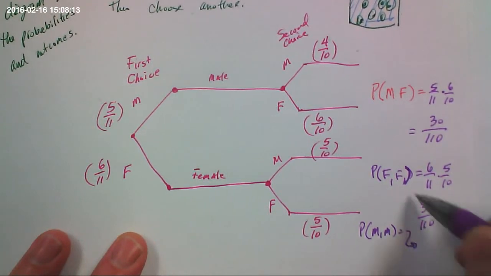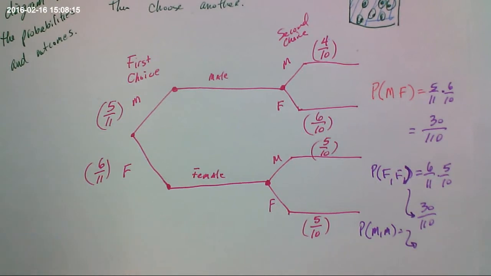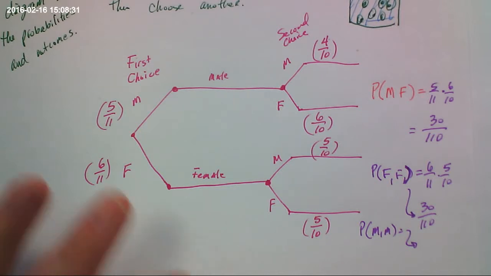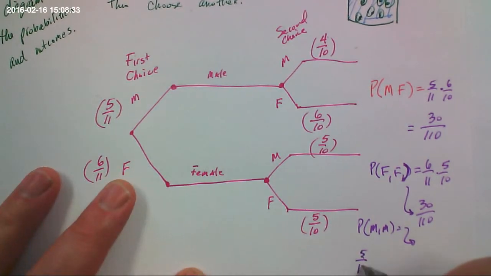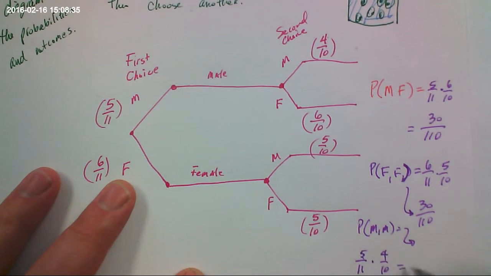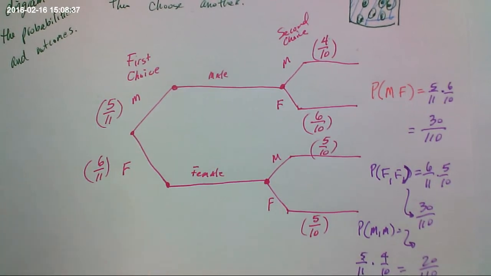Well, that's going to go down here because this one right there. What do you got on this one? You got it yet? So you did 5 over 11 times 4 over 10. So you got 20 over 110. Yeah? Okay. So are you comfortable?